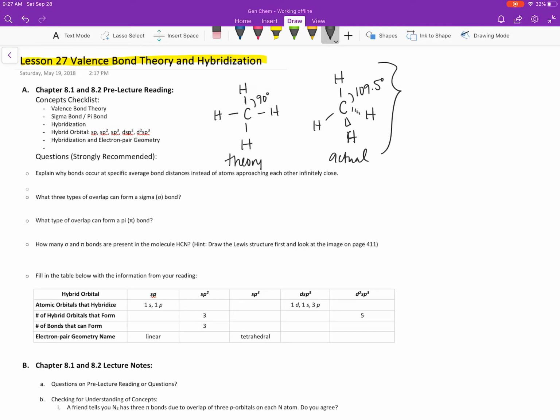From this we're going to see that valence bond theory is going to lead us to sigma and pi bonds, hybridization, hybrid orbitals, and then comparing that back to electron pair geometry. So this is really just adding an extra layer. Now the rest of chapter 8, 8.3 and 8.4, focuses on molecular orbital theory, which we're not going to cover. So we're only going to focus on the first 2 sections of this chapter. But what we're covering really just continues to build on the material from chapter 7.